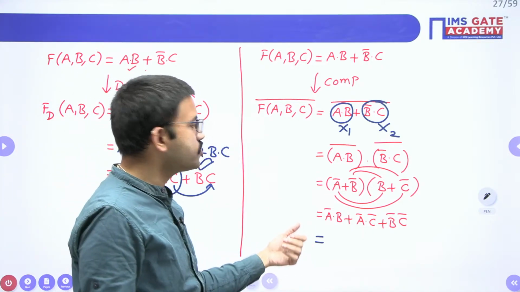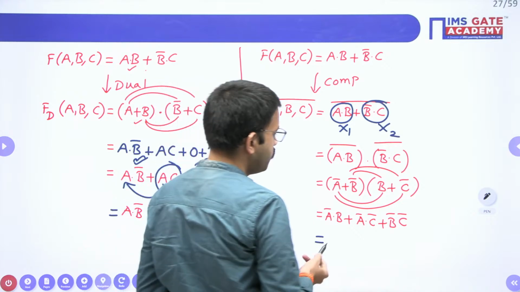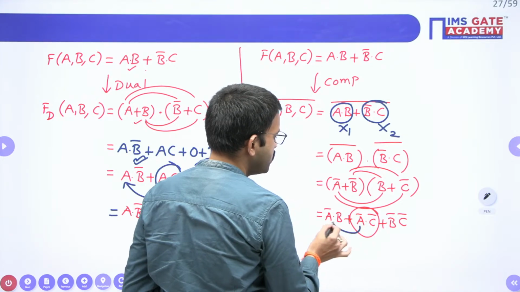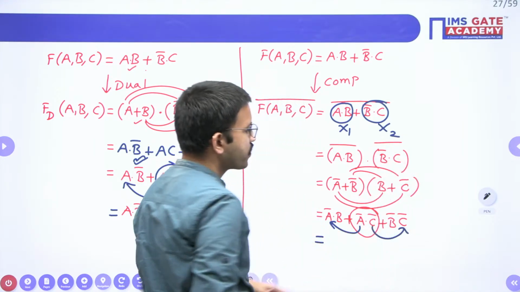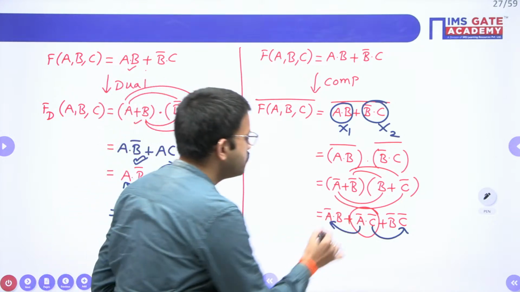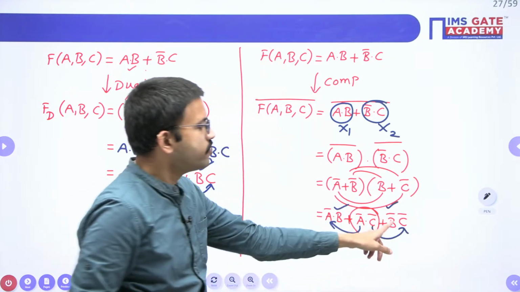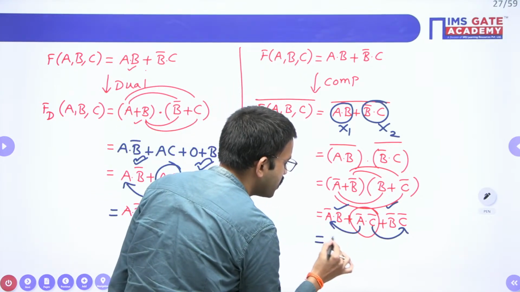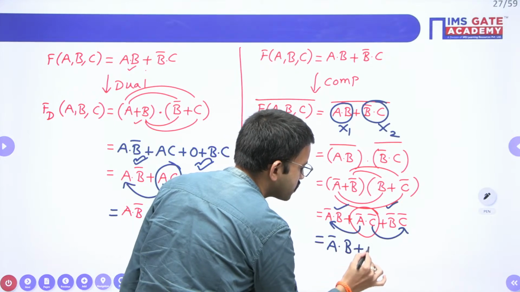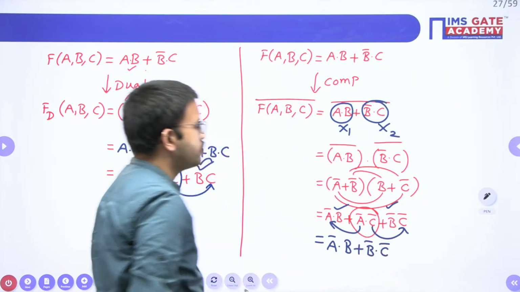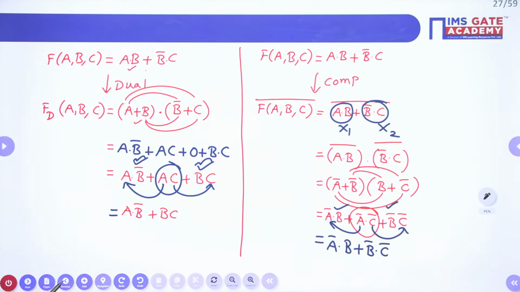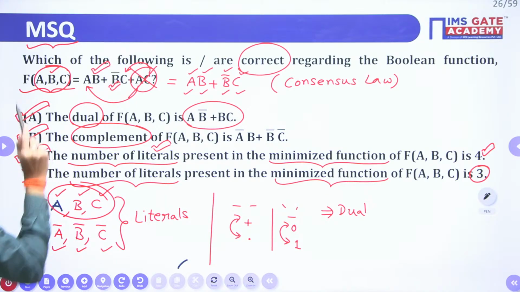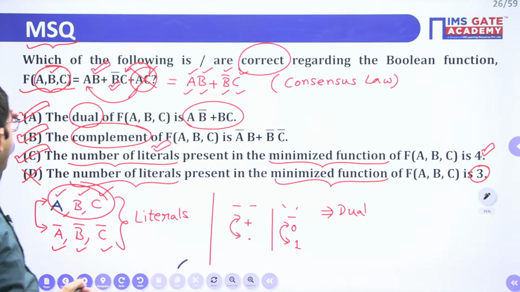Yes, once again, we will use the consensus law. Just carefully observe. If you consider the middle term, A bar C bar, A bar is present here, C bar is present here. The missing variable is B, that is present here in normal form, and in its complement form here. Once again, this particular term is redundant, so you will get A bar B plus B bar C bar. So that means option B is also correct. So for this question, 3 choices are correct: A, B and C.